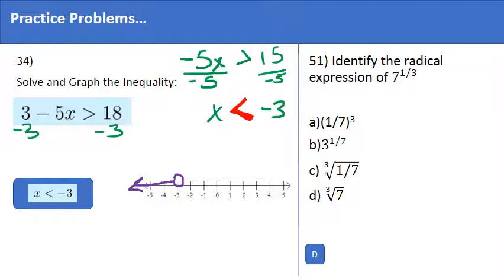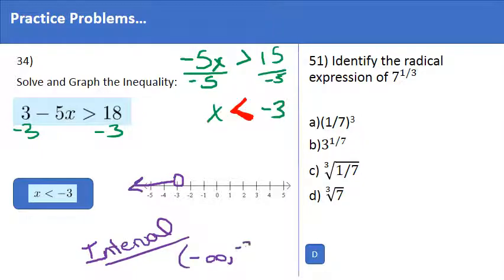Now, if I asked you to write this in interval notation, this is just a little side note. The interval would be from negative infinity to negative 3 with a parenthesis because it does not include the negative 3. If it includes it, you use a bracket. Just a little side note because you will have some questions asking for the interval.